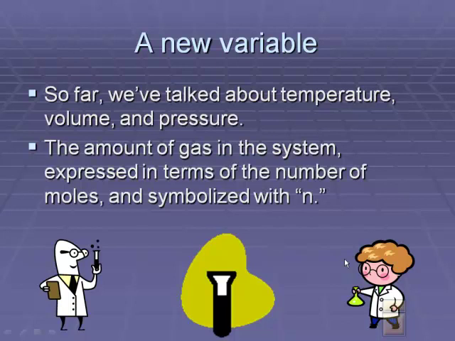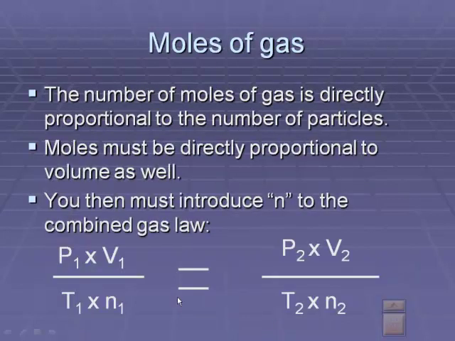So when you throw the variable N into the formula, number of moles should go on the bottom, because I don't know if you remembered in my previous slide, if you add more particles to a container, what happens to its pressure? Goes up. So an increase in N equals an increase in P. That's a direct relationship. So it says the number of moles of gas is directly proportional to the number of particles. Moles must be directly proportional to volume as well.